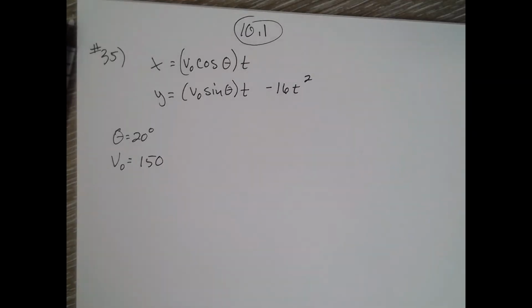10.1, number 35, it says a projectile is going with initial velocity v sub 0 feet per second. Its path is given by the parametric equations right here. Find the length of the path traveled by the projectile. Alright, so here's what we have.